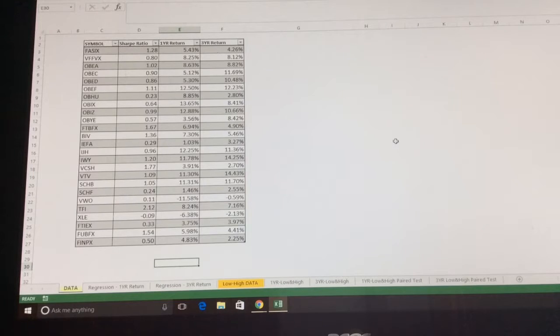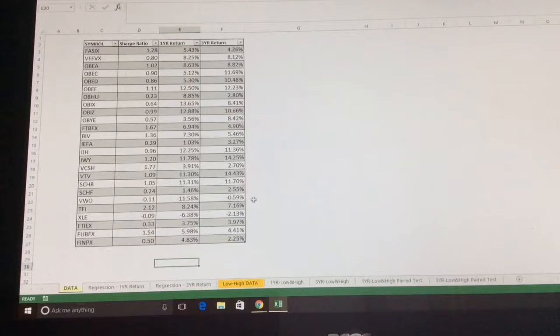So what we have here is on column C, the symbol, those are the funds that we are analyzing. Column D, we have the Sharpe ratios. Column E, we have the 1-year returns, the annualized average return for these funds. And in column F, we have the 3-year annualized average return for these funds.